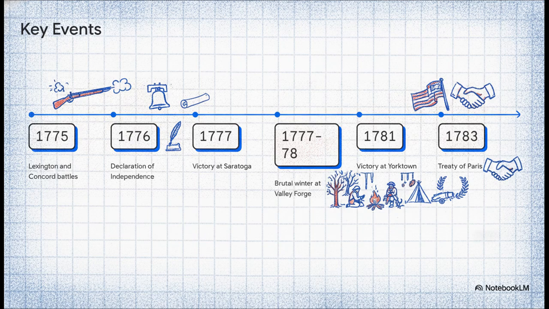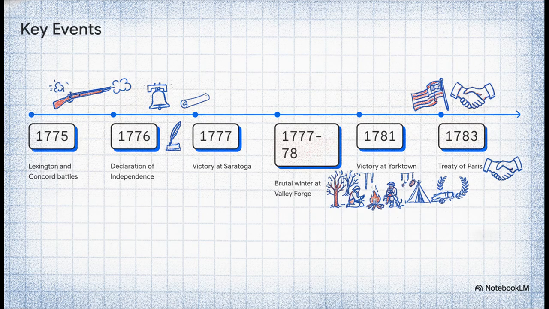The fighting officially kicks off in 1775 at Lexington and Concord, with what's famously known as the shot heard round the world. That leads directly to July 4, 1776, when representatives meet up in Philadelphia to sign the Declaration of Independence. That document, heavily drafted by Thomas Jefferson, famously asserted their right to life, liberty, and the pursuit of happiness.